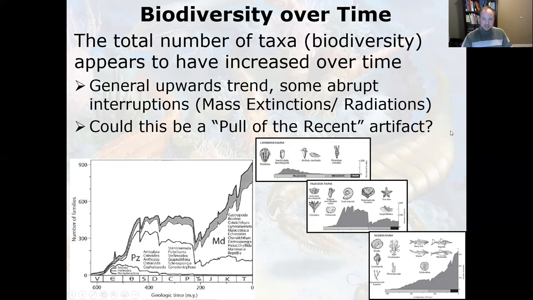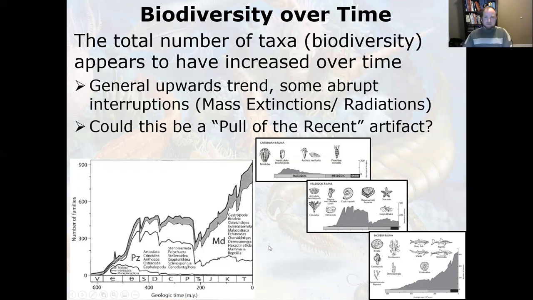But as we pointed out, there are some very abrupt interruptions. The one that really jumps out is this one right here at the end of, remember, P is for Permian, in the Permian going into the Triassic, that end-Permian mass extinction, the Great Dying. That's a very abrupt drop in biodiversity. And then afterwards, there's a pretty rapid radiation to bring back some of that diversity and then get up to kind of modern levels.